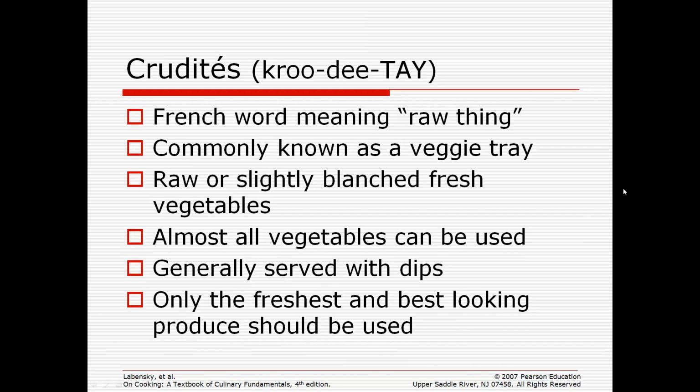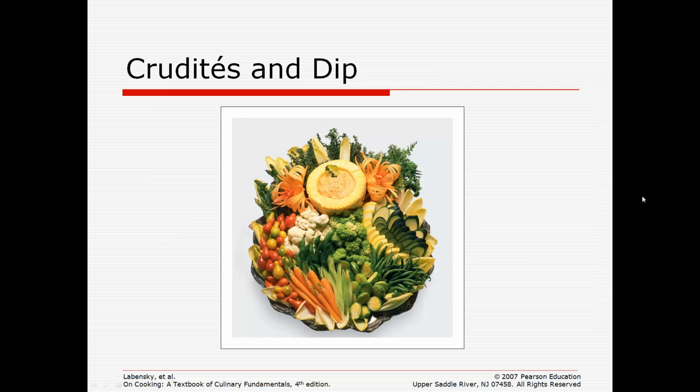It can be raw or slightly blanched fresh vegetables. Almost any vegetables can be used on a vegetable tray. It's generally served with a dip, and you should only use the freshest and best looking produce because that is what's on display as the vegetable. It's not being covered with the sauce or cooked inside a meal. It's the actual veggie that is on display.